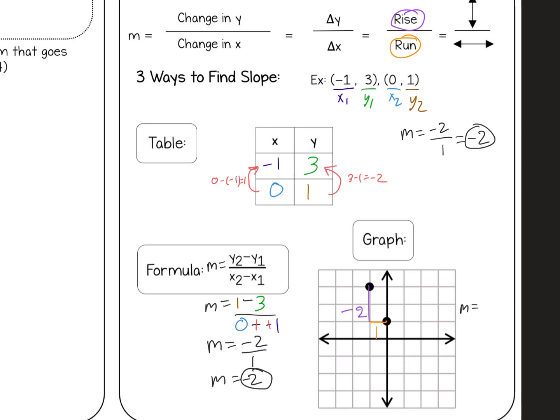We then say m is equal to -2 over 1, which simplifies to -2 once again. Alternatively, you could just count the rise as 2 and the run as 1. 2 over 1 is 2, and then it's negative because the graph points downwards from left to right. Either way, you now know all 3 methods of finding slope.